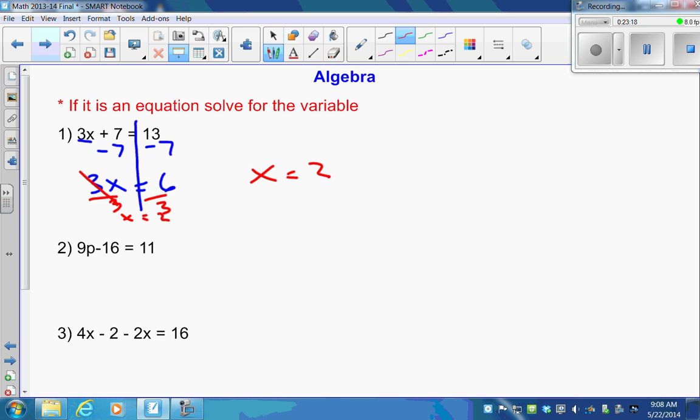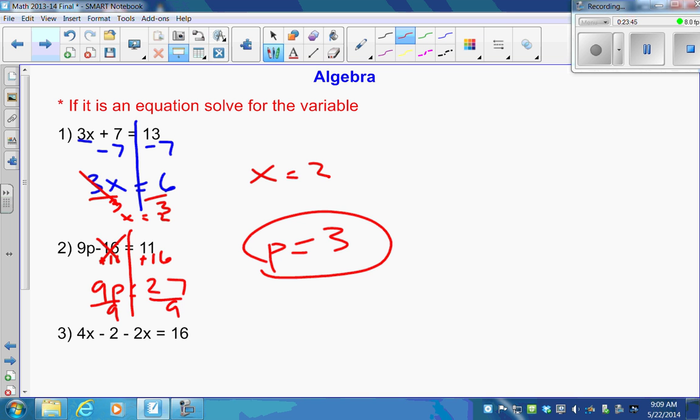All right, same type problem. Do the opposite of 9p minus 16. The 9 and the p are attached, so let's start with the 16. The opposite of minus 16 is plus 16. Plus 16, that's 27. That crossed out. I have 9p equals 27. If there's no sign, they're multiplying. The opposite of multiply is divide. Divide by 9, divide by 9. P equals 3.